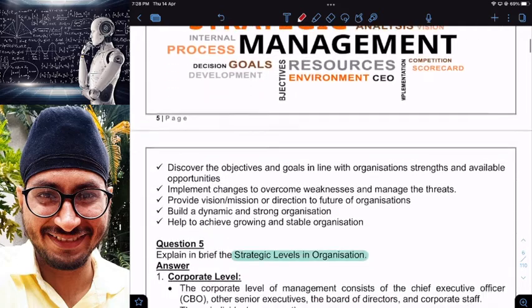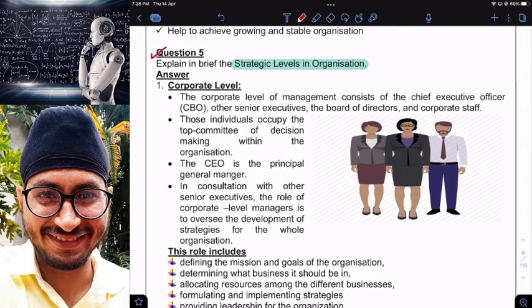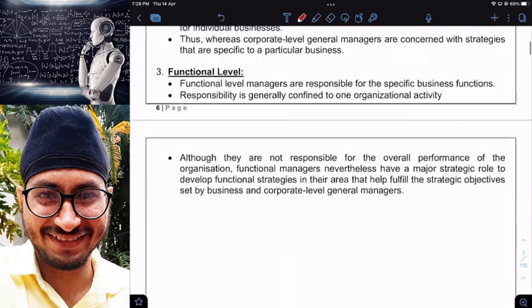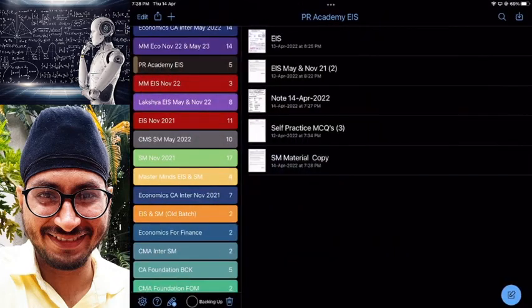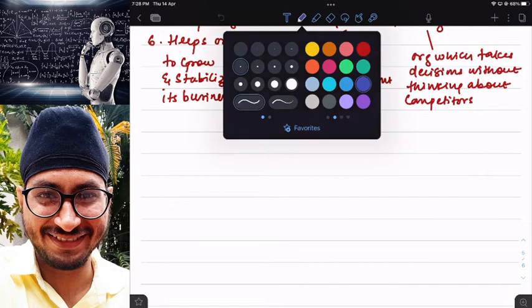Question number 4 done. Now we have question number 5. Strategic levels in organization. As we already know, how many levels are there in an organization? 3.